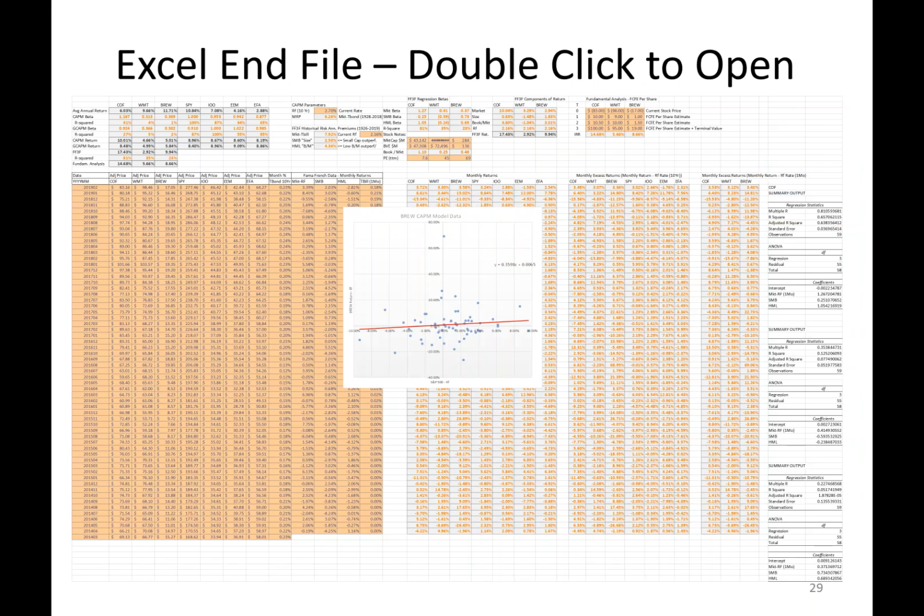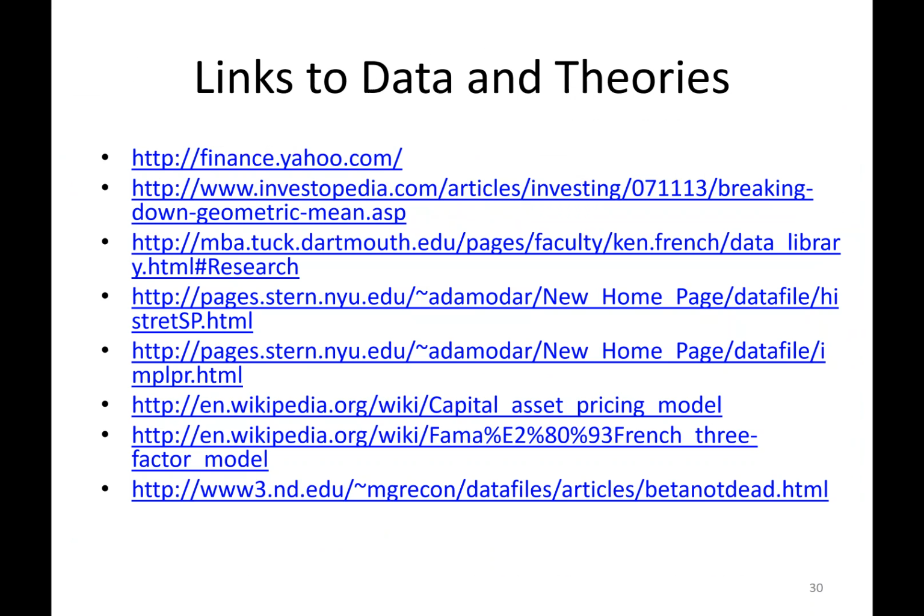Here's the total file. If you double-click into this area anywhere, you'll be inside the workbook, and you could copy formulas or look at formulas. Here are some links to data and some theories. So you can see here's a link to Yahoo Finance where I got my stock prices. Here are some links to some interesting articles from Investopedia and Wikipedia on looking at the CAPM and Fama-French. And here's the NYU professor's webpage to get data on expected returns or historical returns on stocks and bonds. Here's Ken French's website to get data on Fama-French, and so on.